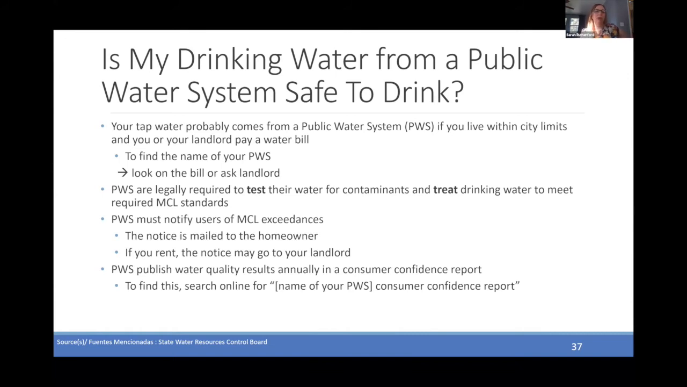Public water systems are also required to publish an annual consumer confidence report. You can find this either posted locally, often, or you can look for it on the internet if you look for the name of your public water system and the words Consumer Confidence Report. Cal Water also publishes these to their website if you have a public water system associated with Cal Water.